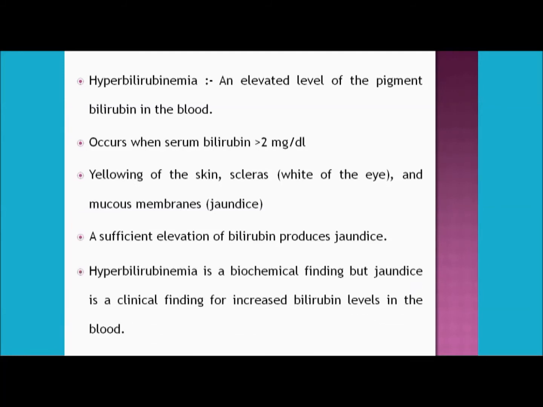Now this hyperbilirubinemia is a biochemical finding, but jaundice, I again repeat, hyperbilirubinemia is a biochemical finding. Means you can check the level of the bilirubin and come to the conclusion that the person is suffering from hyperbilirubinemia. But jaundice is a clinical finding, means once the jaundice develops, you will find clinical symptoms for increase in the bilirubin in the blood, right?